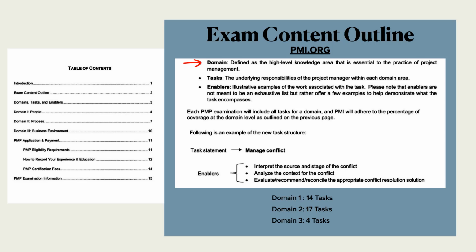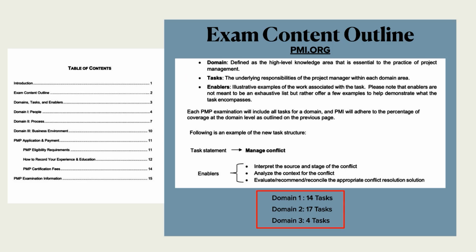In PMBOK Guide 6, we have 10 knowledge areas. So they have boiled down these 10 knowledge areas to just 3 now. The content is still the same, so no deletion has happened. It's just the grouping that has changed. The tasks are defined as the responsibilities within each domain.